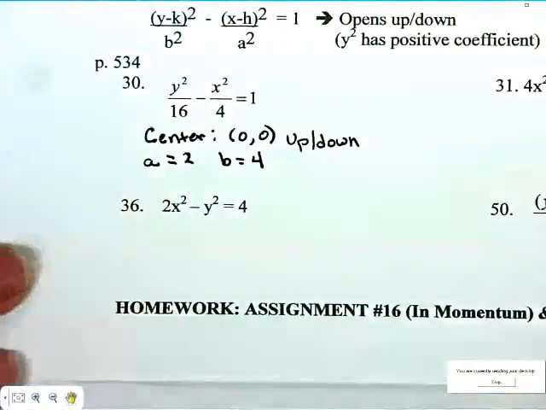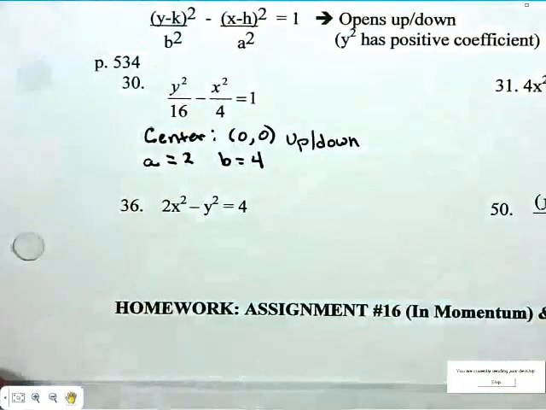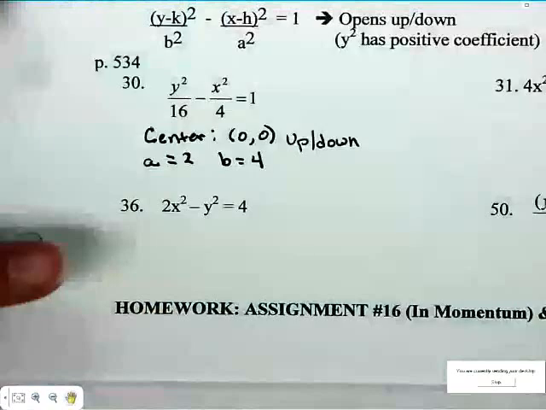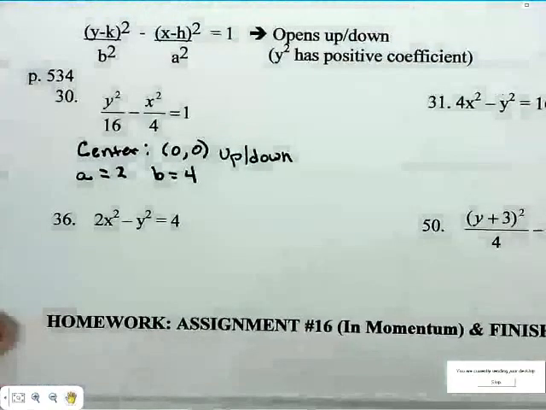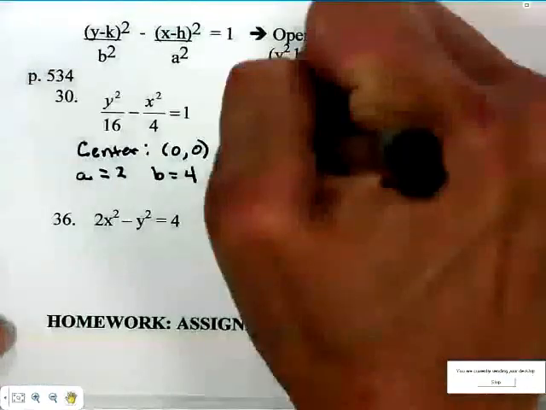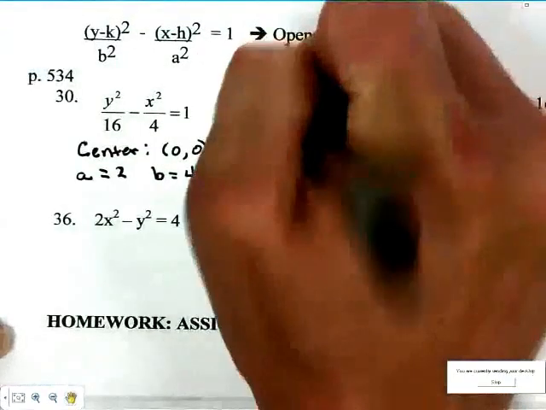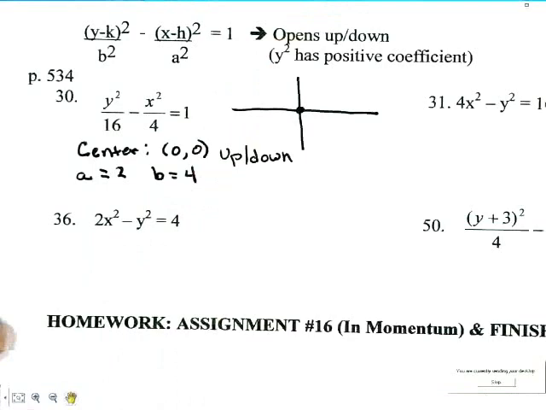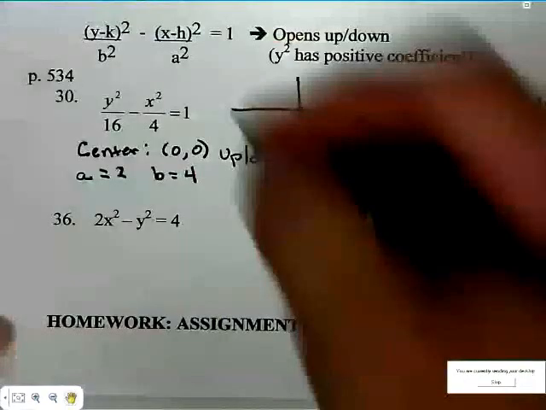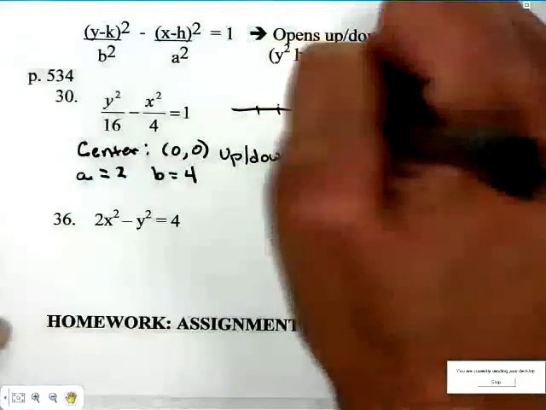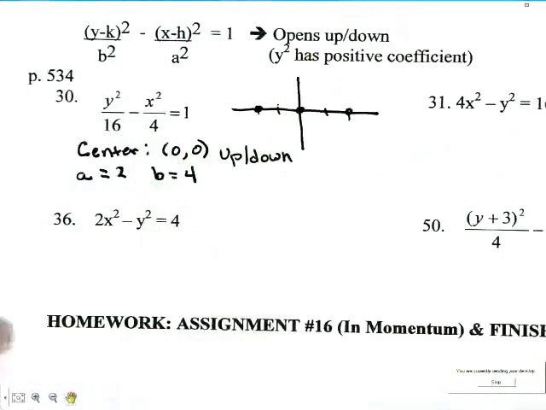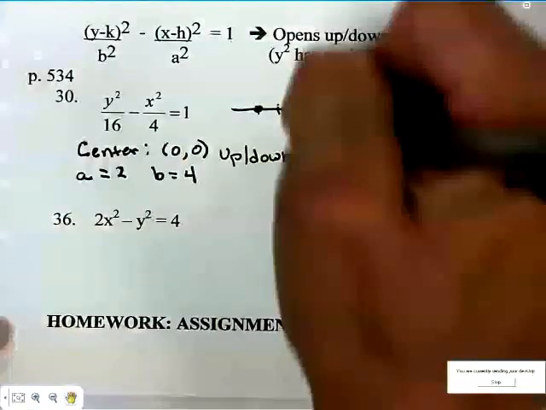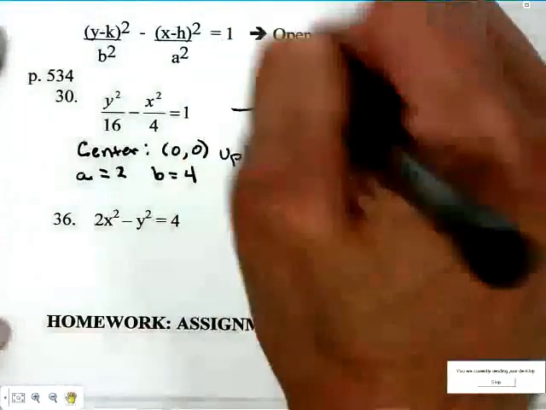Got it? All right. This is the most fun you can have without a quart of ice cream. Center is 0, 0. Left 2, right 2. Up 4, down 4.